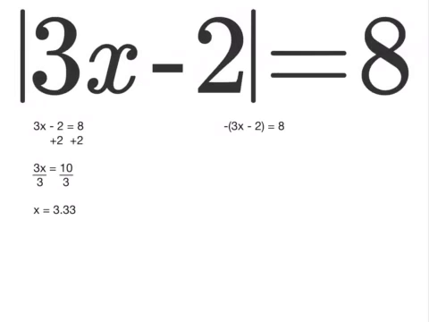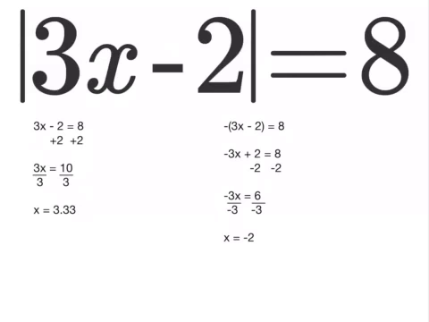Our next equation would be negative (3x minus 2) equals 8. In that case, we distribute it, and it becomes negative 3x plus 2 equals 8. Subtract the 2. Negative 3x equals 6. Divide by negative 3. x equals negative 2.